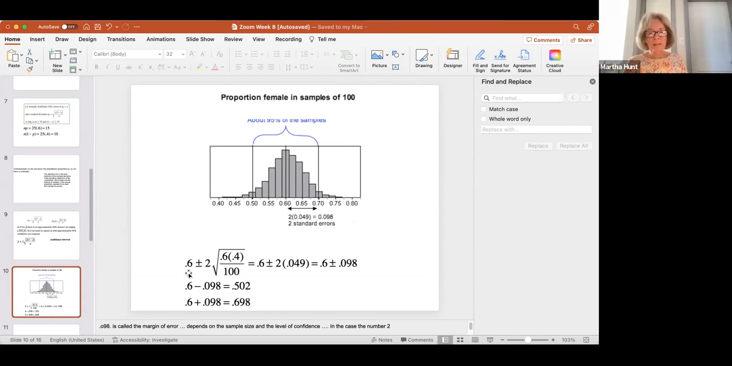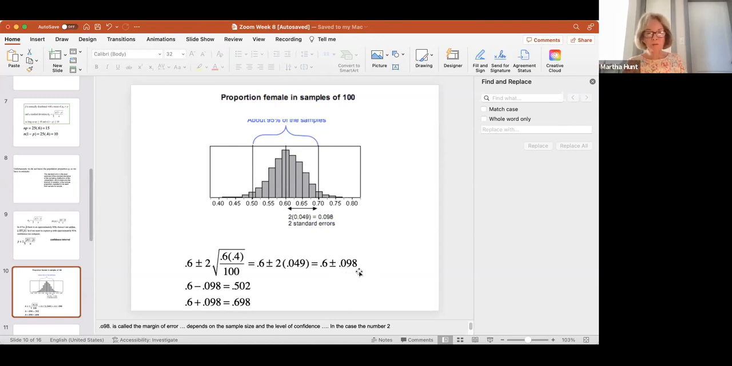Okay, so here is the computational counterpart of that. Here is the p hat, the 1 minus p hat, the 2 for the 95%, the 100 because we put 100 students in each sample. So we do a little arithmetic. This term here is 0.098. This 0.098 has a name. It's called the margin of error.